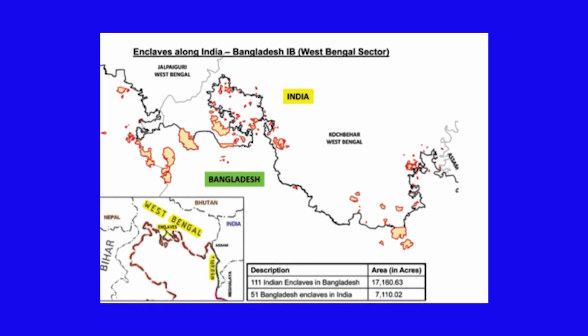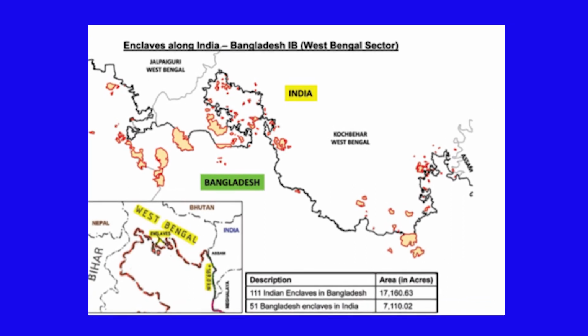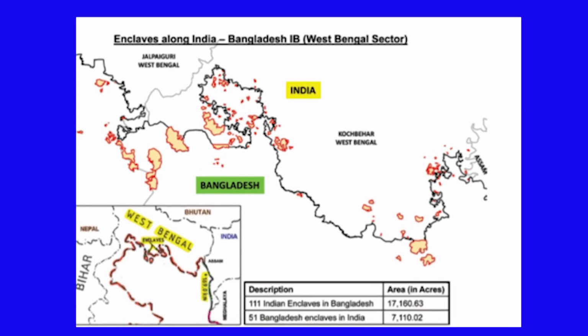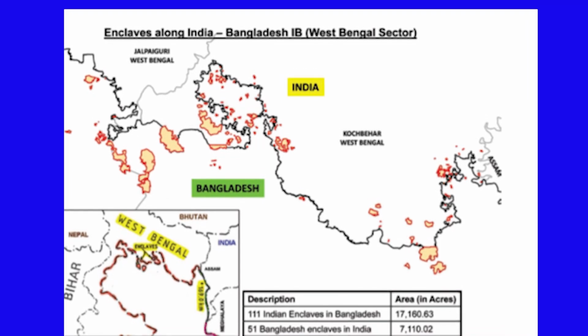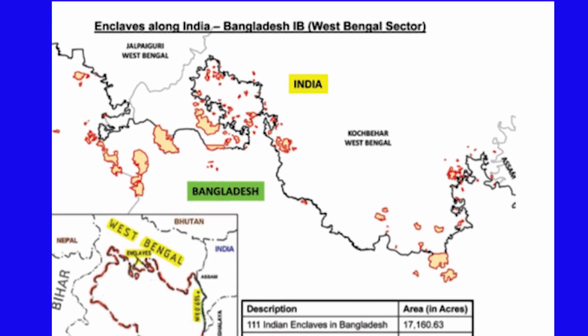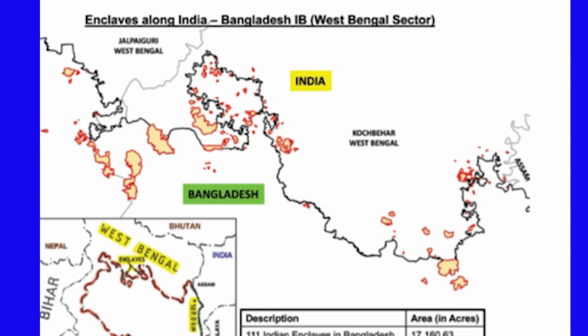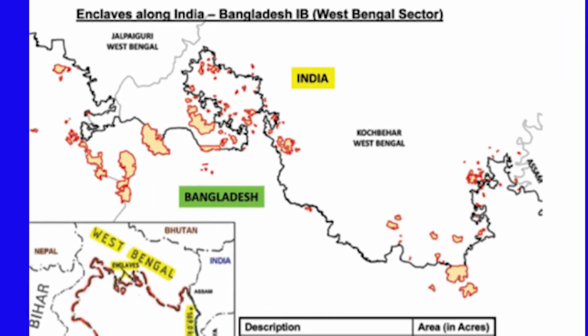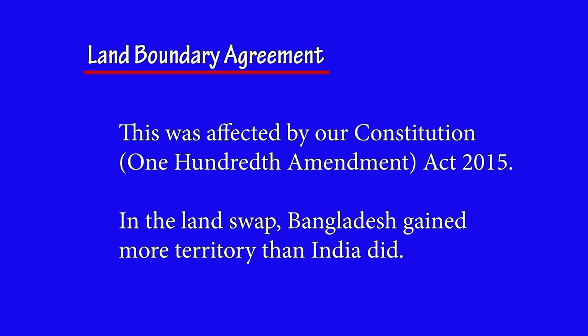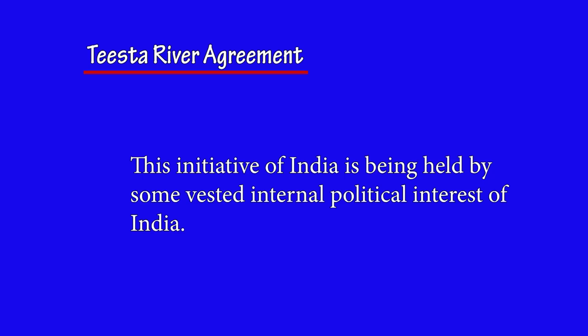But there are some problems in the Indo-Bangladesh relations over the years, because there are problems like the land boundary agreement. There are certain enclaves of India in Bangladesh and there are certain Bangladeshi enclaves in India, but that problem was solved by a land boundary agreement, and also that was ratified by our Indian Parliament by the 100th amendment in 2015. So, another point that is very important in India-Bangladesh relations is the Teesta river agreement.